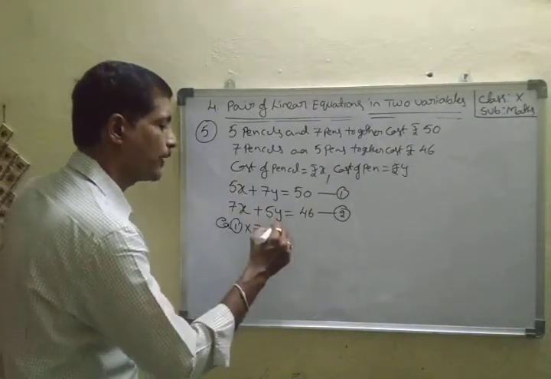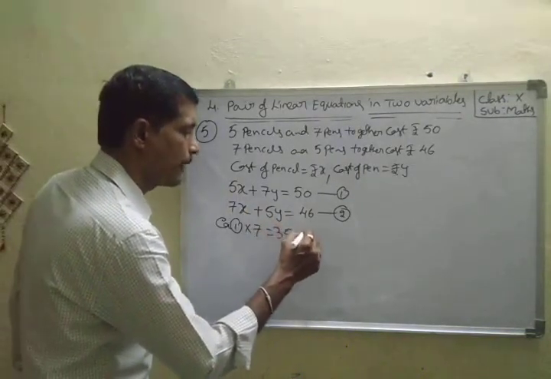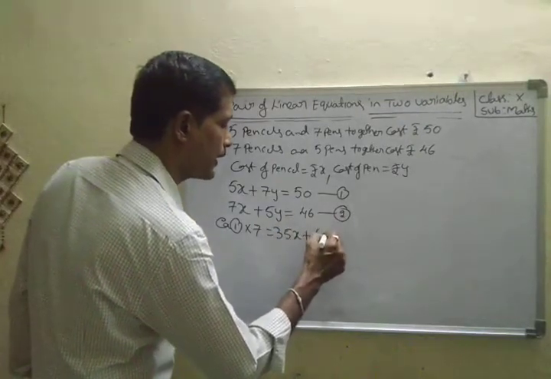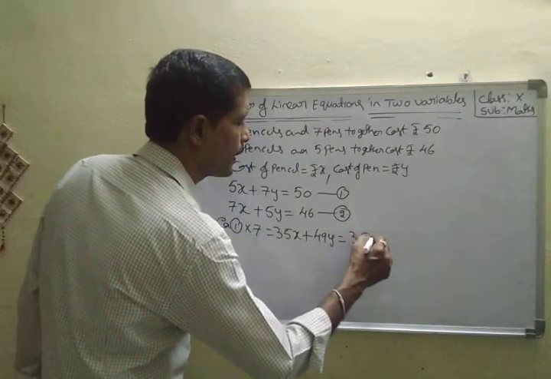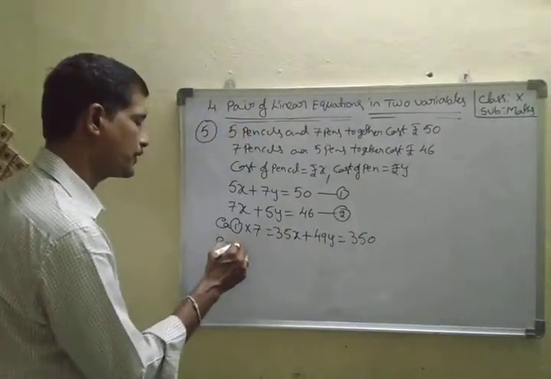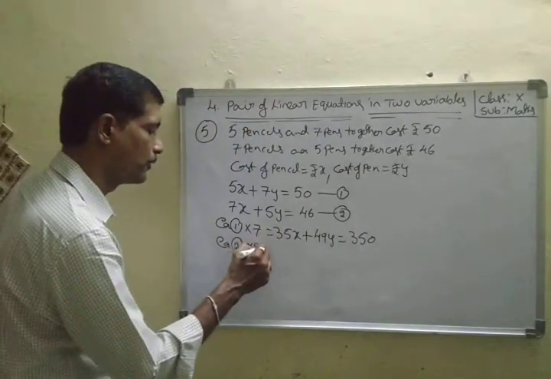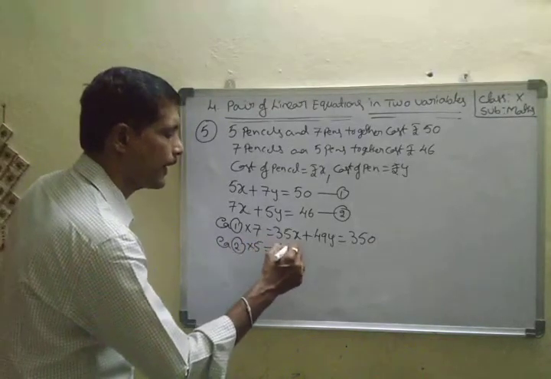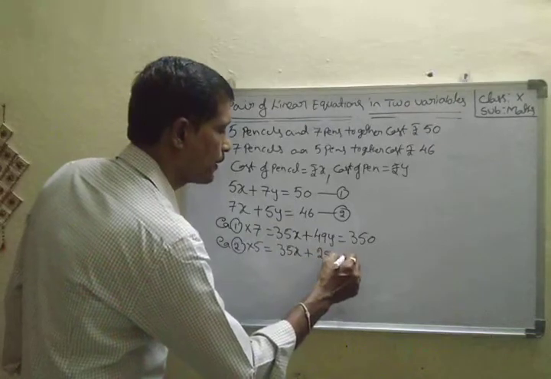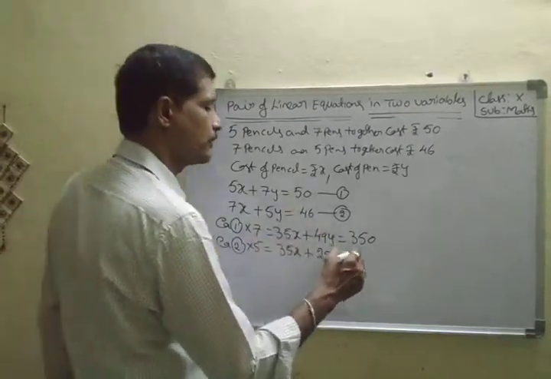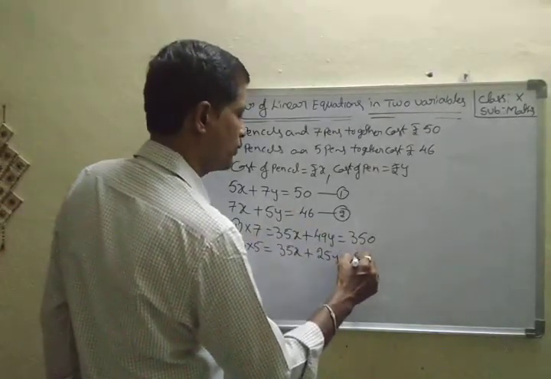Therefore 7 into 5 is 35x plus 7 into 7 is 49y equals 7 into 50, that is 350. Next, equation 2 is multiplied with 5. Therefore that is 35x + 25y = 46 into 5, that is 230.